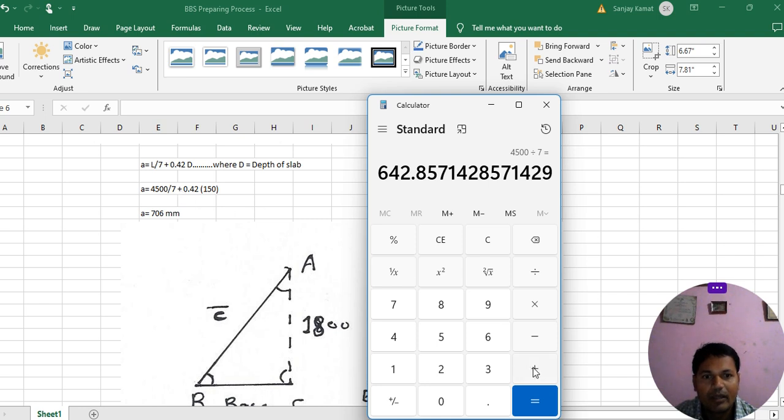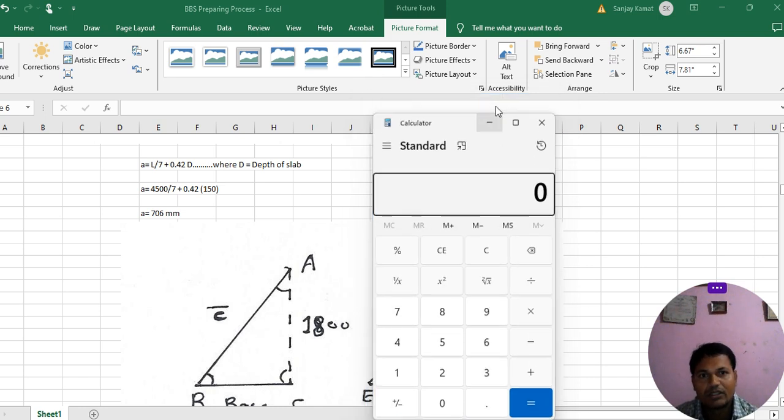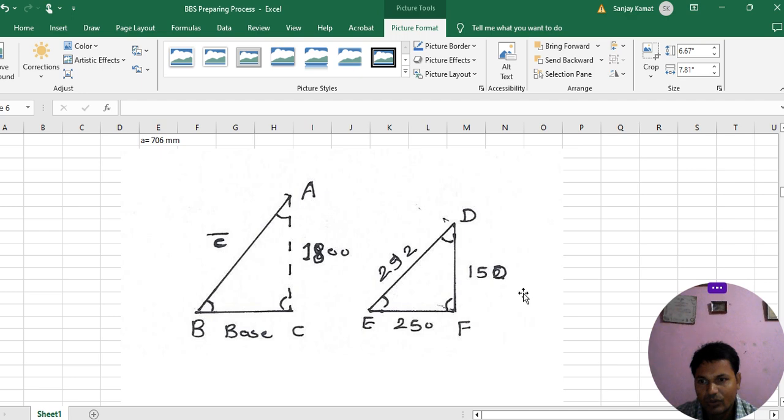And now we have to do the addition. After doing this multiplication, it is coming 63. So adding, how much is it coming? 705.85. After the decimal we have 85, so we can round this up and take approximately 706 mm. So we understood how this 706 came.